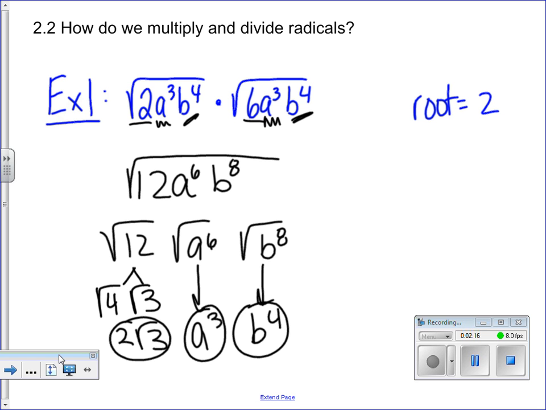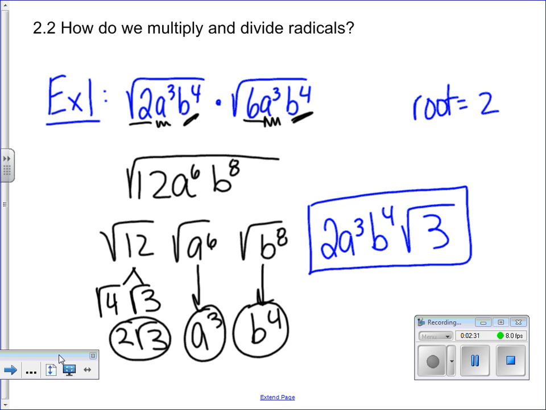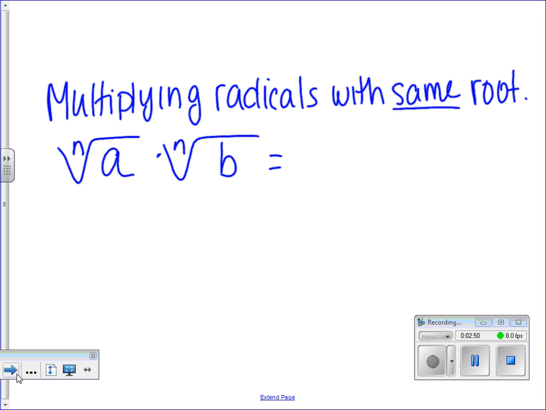So now when I write my answer out, I'm going to include everything in front of the radical that's not under the radical. So 2a cubed b to the 4th. And then anything under the radical goes under the radical. There we go. And remember, I can always check if this is correct by squaring it. That is actually a little difficult in this case because our original problem came from 2 problems split up.